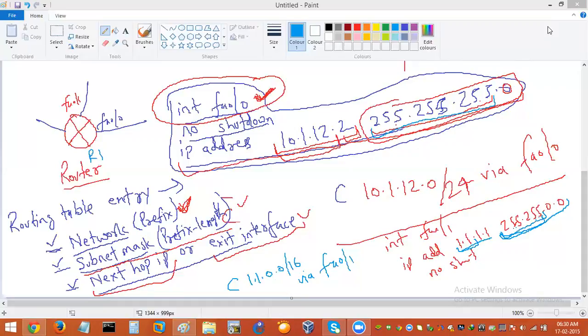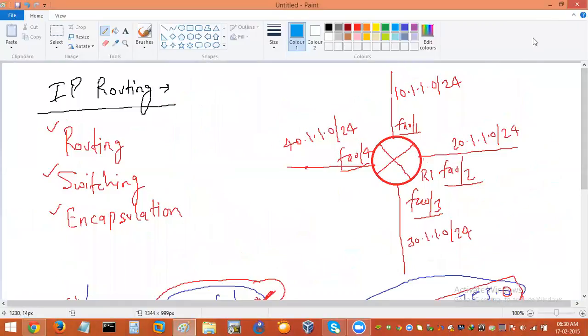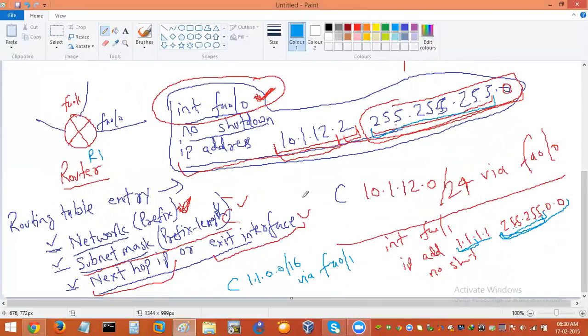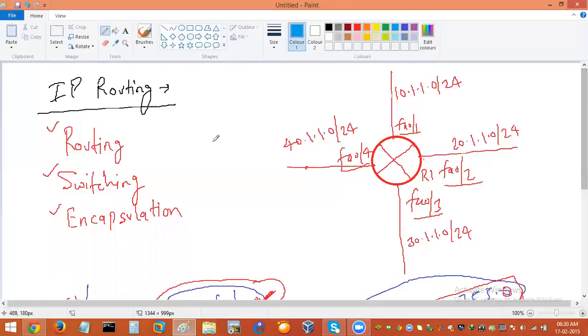Okay. So before I go to this and talk about routing, switching, and encapsulation, I'll take you to the command line and show you this happening on the command line. And before that, I'll tell you that IP routing, the topic we are doing right now, is going to be very, very important because I'm going to take you through the very basics of what actually happens, from the assignment of an IP address to the way a router takes the decision of packet forwarding.